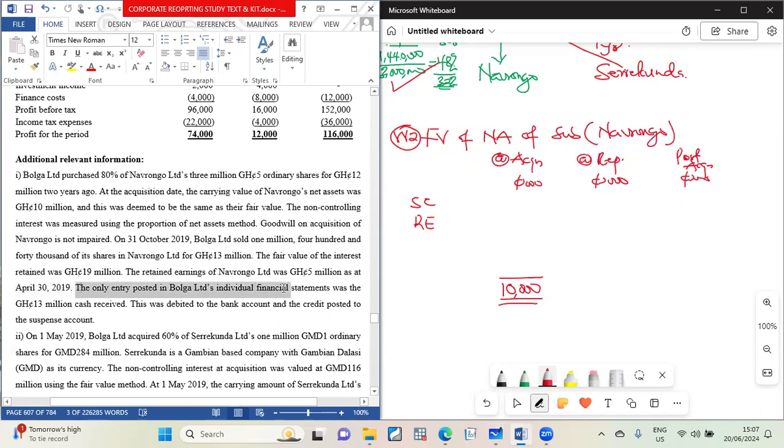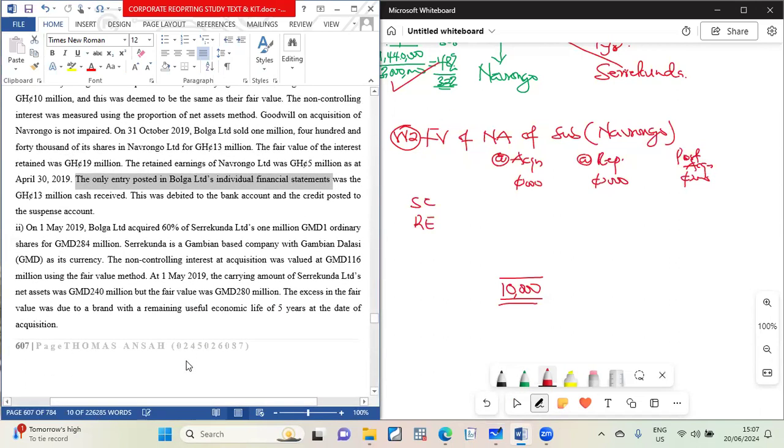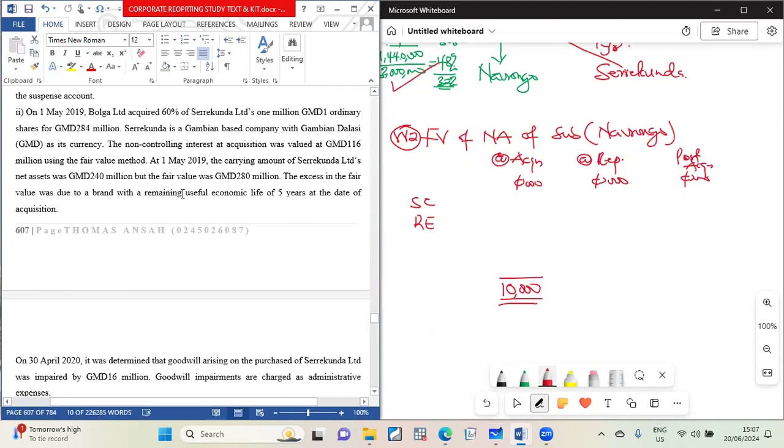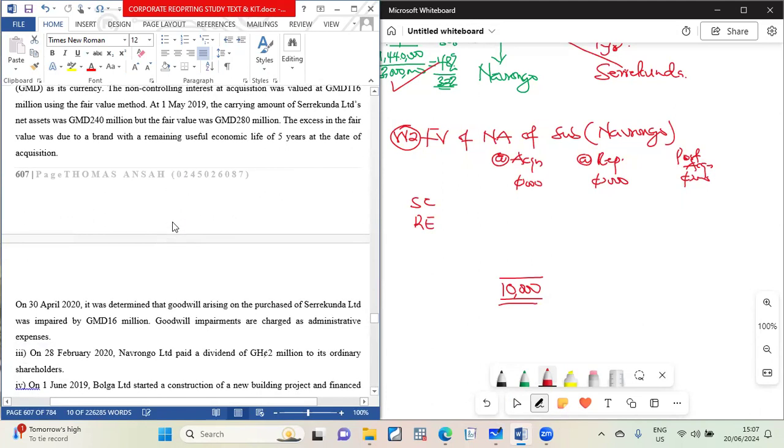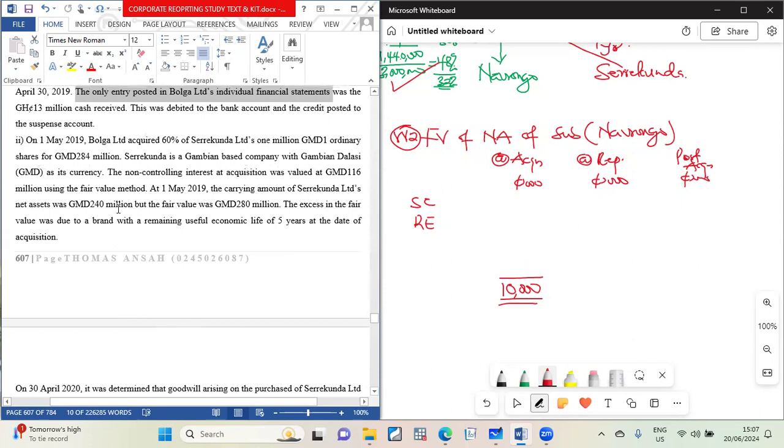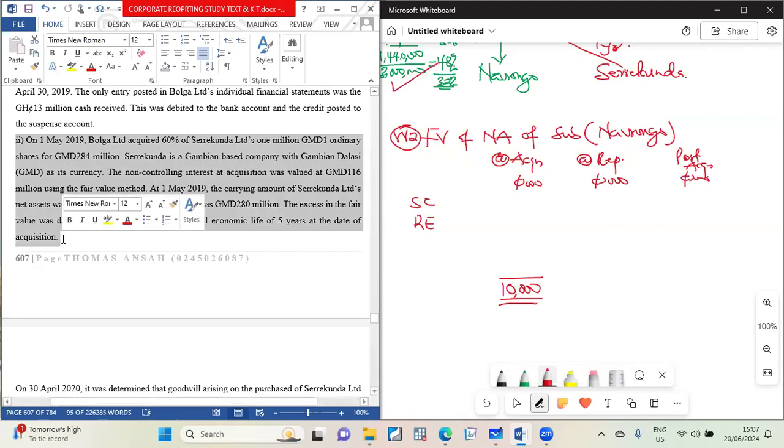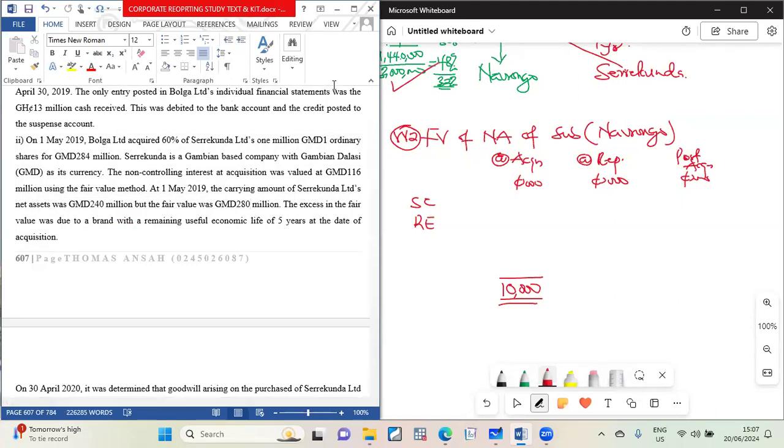The only entry is what has been done in the individual books of account for this. But good for you, you have this. Very important, you have that. Then it says that in May he bought Serekunda. So the next thing will be about Serekunda. And I think it is in Serekunda the brand issue happened, right? Yes, it is in Serekunda the brand issue happened. So when we are doing that for Serekunda, we will consider that.